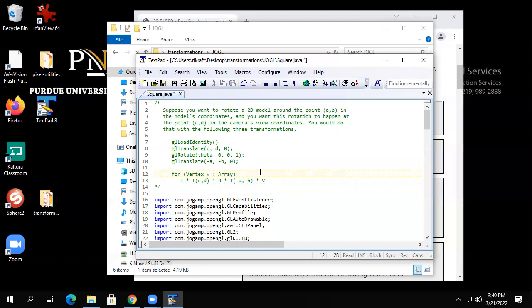Then you're going to execute on each, this for loop will be wrapped around this for loop here, and it's really kind of tricky.